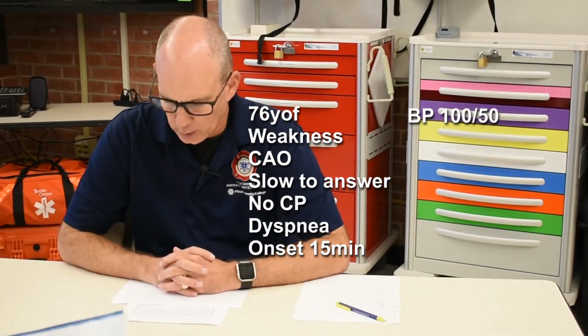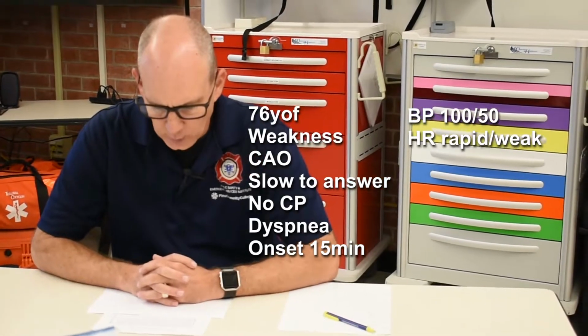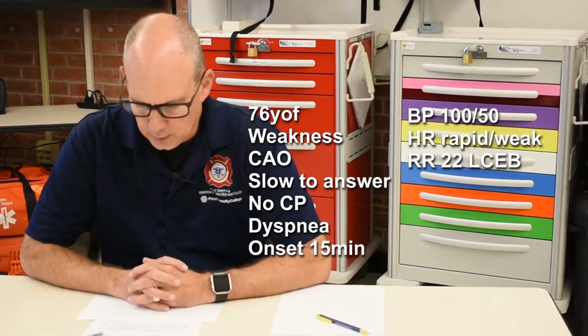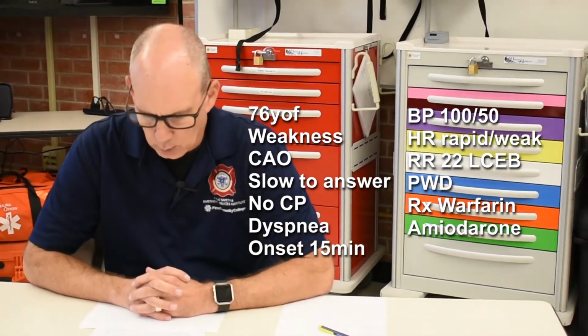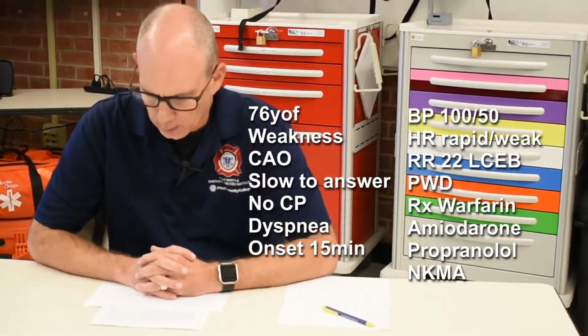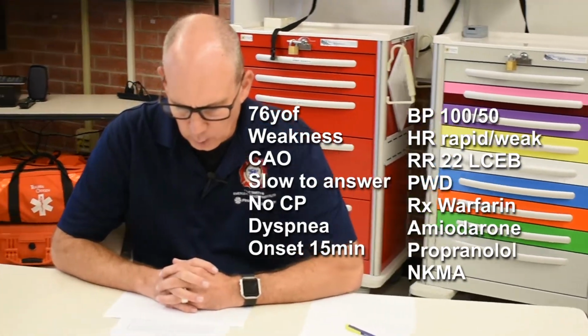Vitals are blood pressure 100 over 50, pulses rapid and weak and too fast to count. Respirations are 22 and clear, skin is pink, warm and dry. Patient takes warfarin, amiodarone, and propranolol. No known allergies. After placing the patient on the monitor, you observe the following rhythm. BSI seen safe throughout.